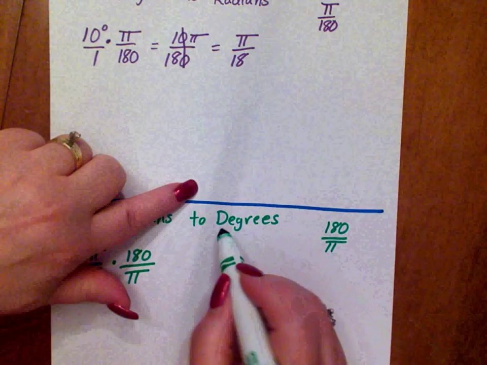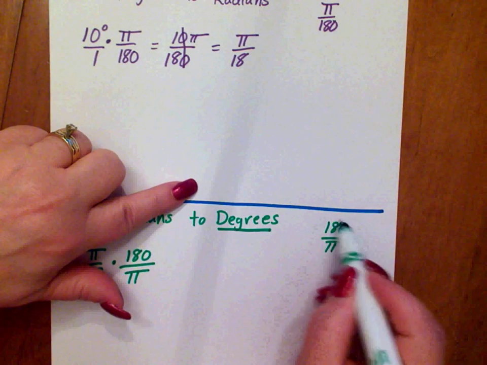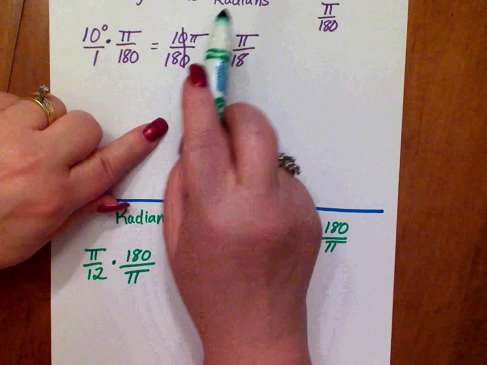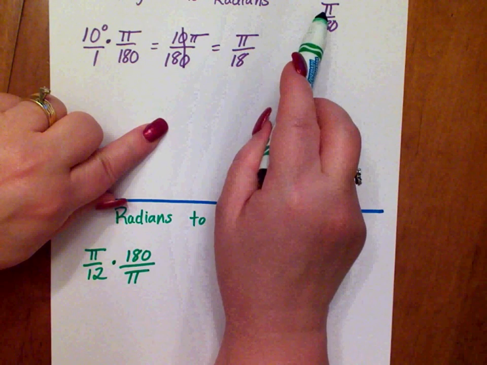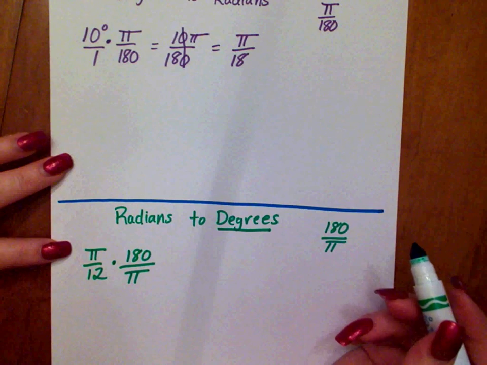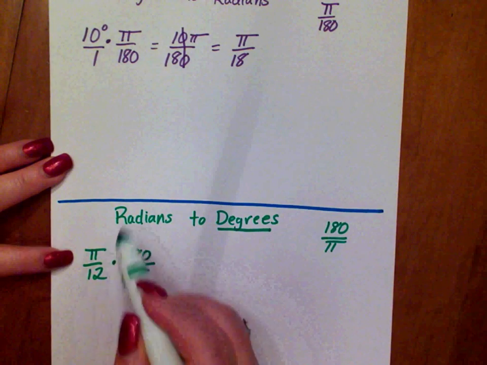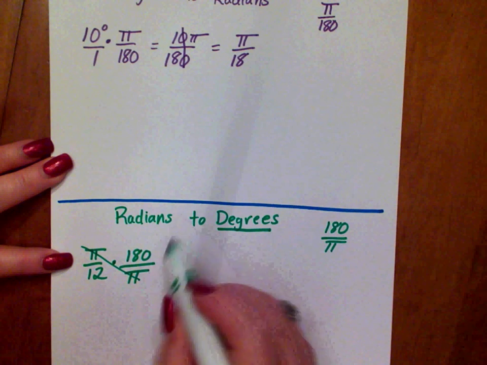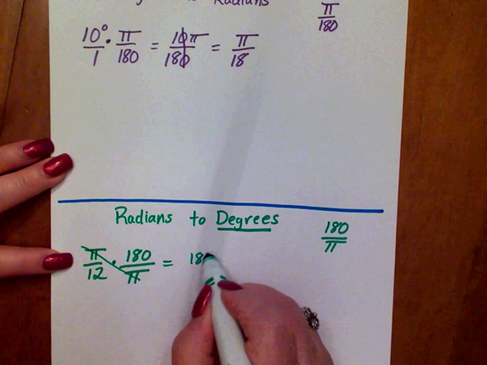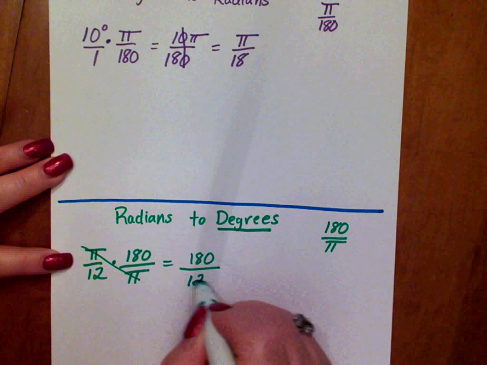Notice if I want to go to degrees, I put the degrees on top. The same way when I wanted radians, I put the pi on top. Because when you're doing unit circle measures of radians, they always have pi in them. So in this case here, the pi's cancel, so I just get 180 divided by 12.